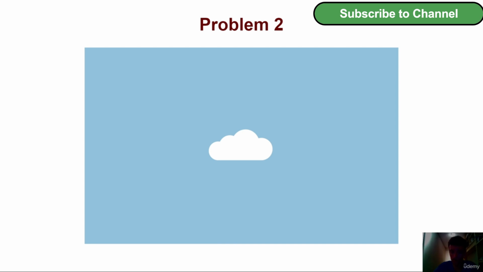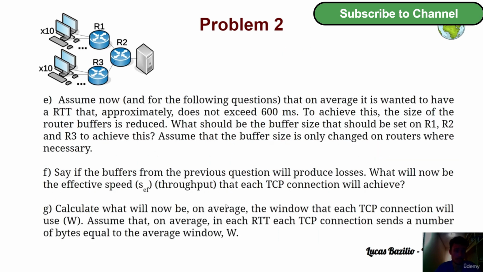In this lecture we are going to continue with problem 2. We're going to see now how we can solve question G. Question G is the continuation of question F, and it states: calculate now what will be on average the window that each TCP connection will use. We denote the value of the window as W, and assume that on average in each round trip time, each TCP connection sends a number of bytes equal to the average window W.